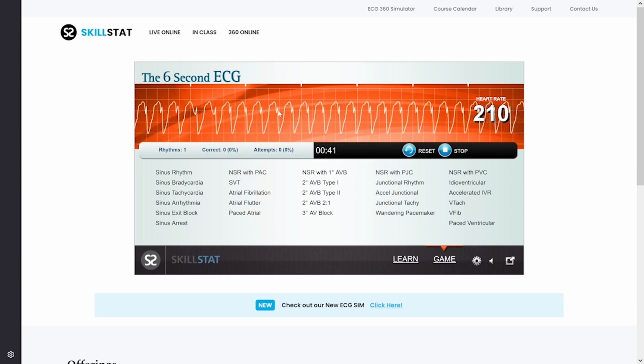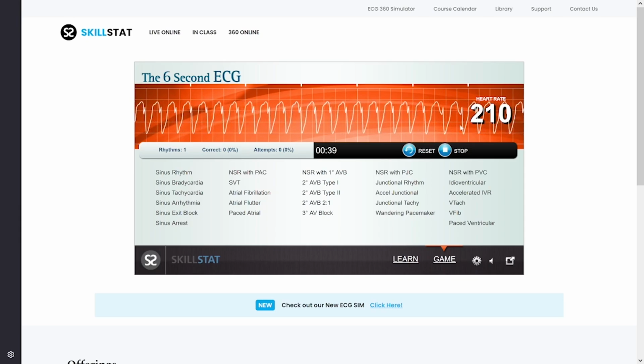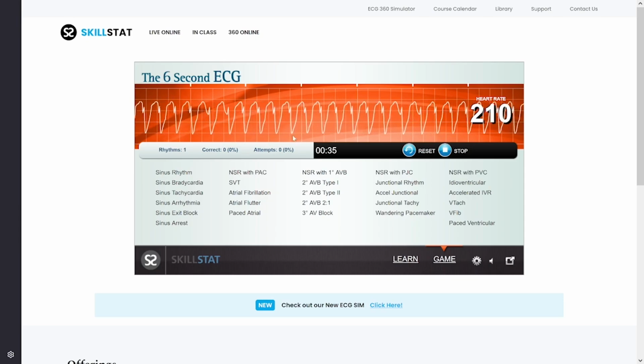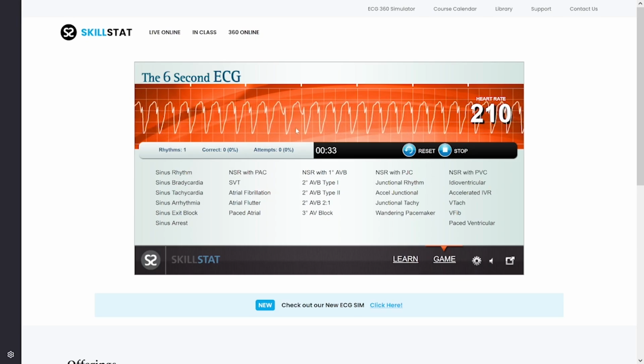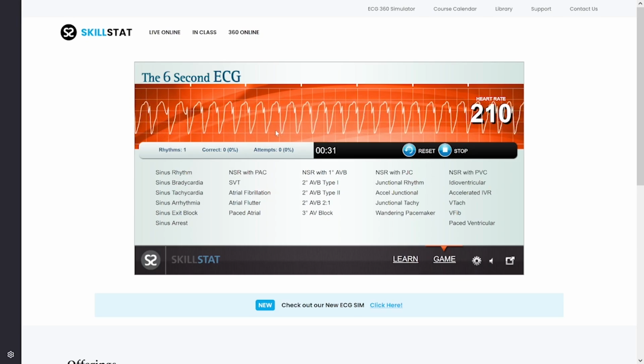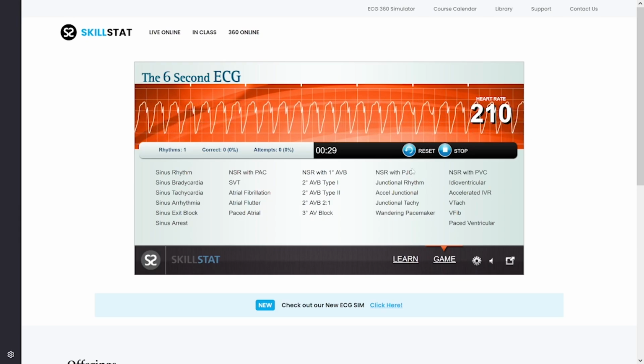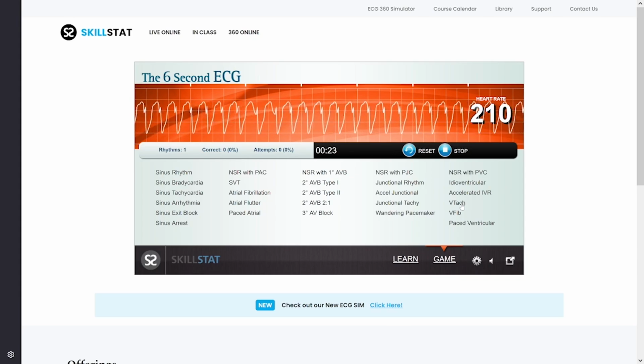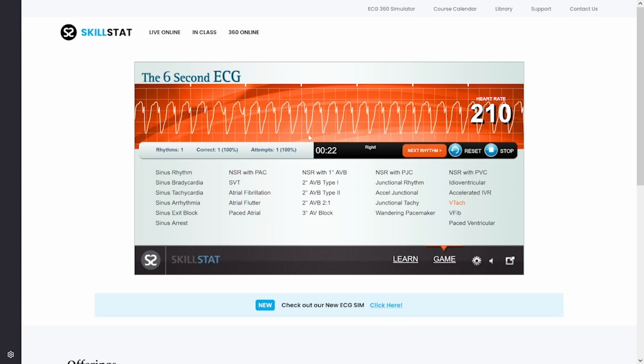So if you take a look at this rhythm, the heart rate is extremely fast. It's at 210 beats per minute. And what can we really notice about it? Well, we can't distinguish a P wave, right? We have this extremely wide QRS complex, and then that's it. And it's very fast. So right off the bat, I'm going to go ahead and say that this is ventricular tachycardia.